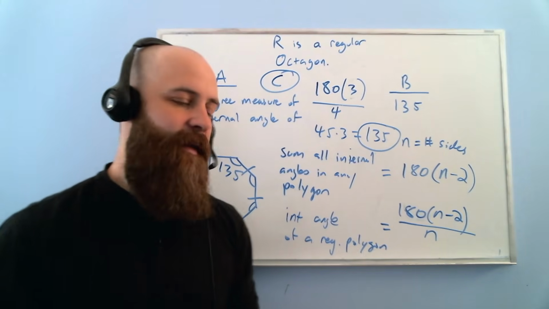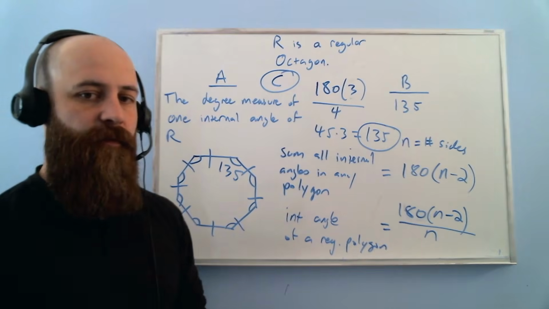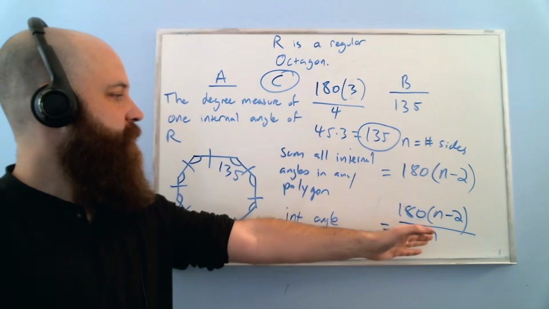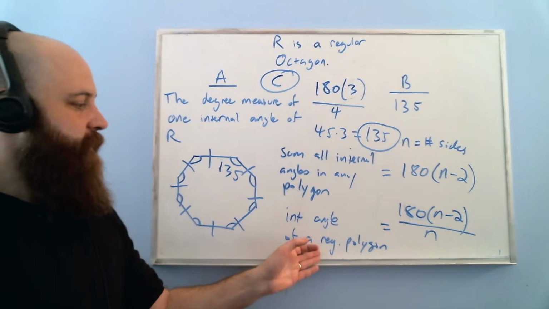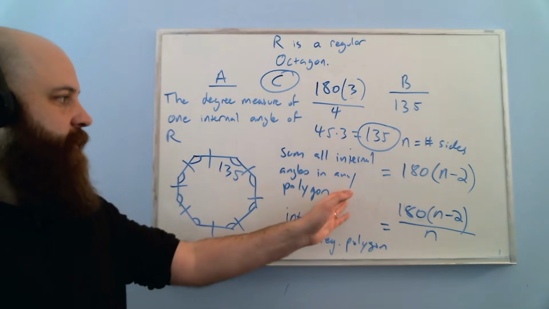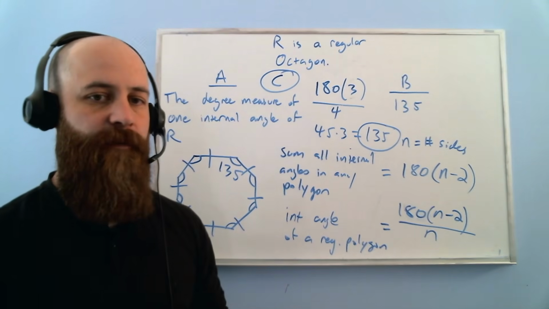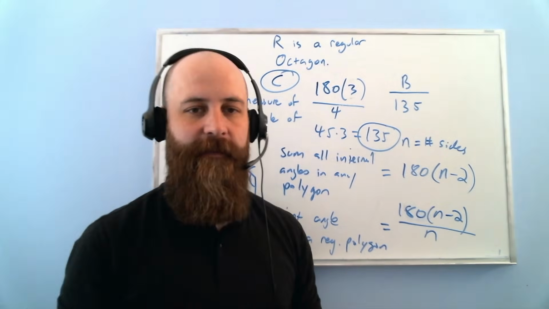So the take home for this one is, polygons show up with some frequency, so you want to know these formulas. Keep in mind, this one only applies to regular polygons. It gives you each of those internal angles. This one, on the other hand, will tell you the sum of the angles for any polygon you encounter. Okay, great. Let's take a look at the next question.